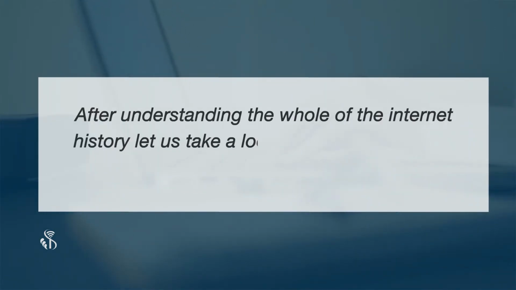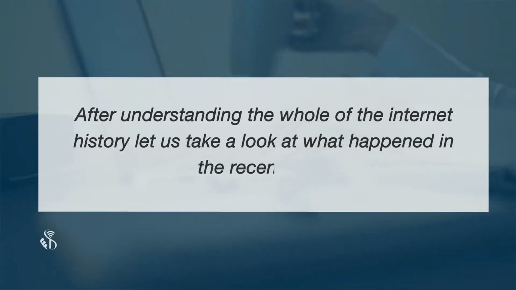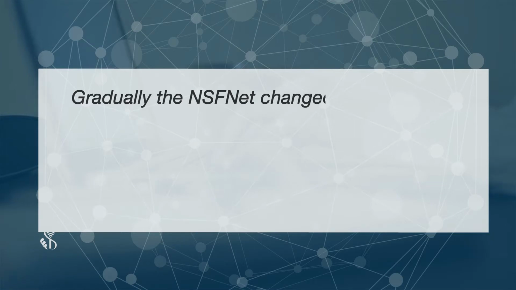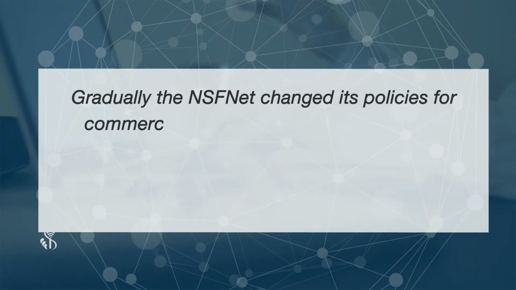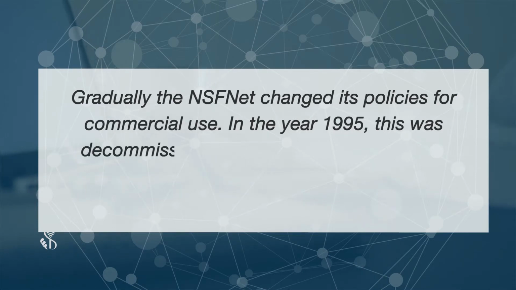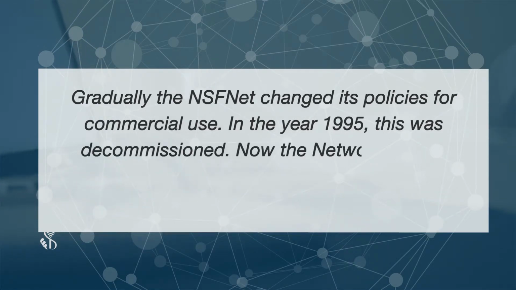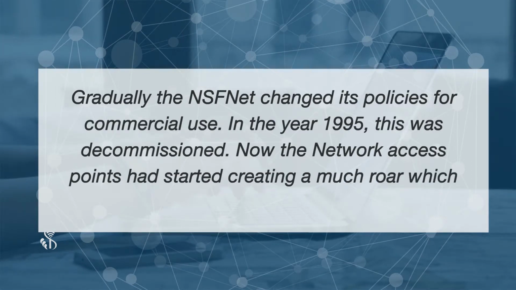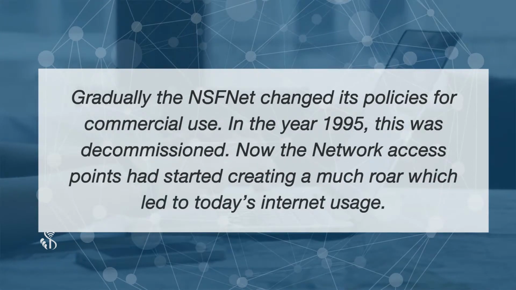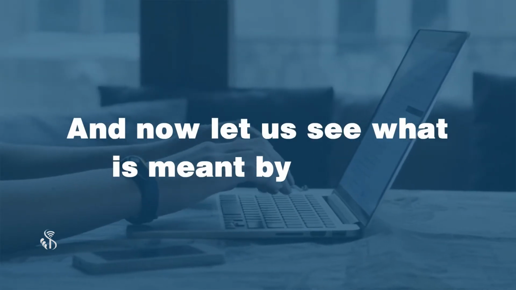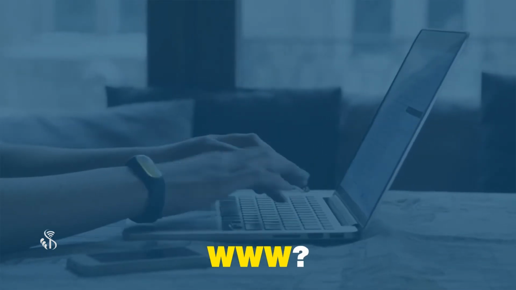After understanding the history of the internet, let us take a look at what happened in the recent past. Gradually, the NSFNet changed its policies for commercial use. In the year 1995, it was decommissioned. Now the network access points had started creating a much greater roar, which led to today's internet usage. And now, let us see what is meant by WWW.